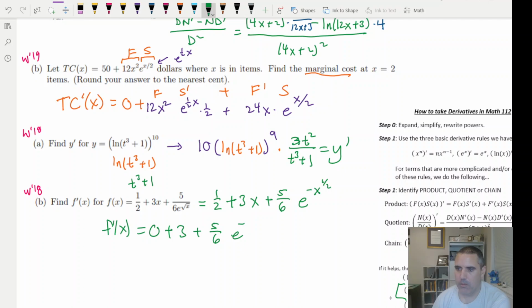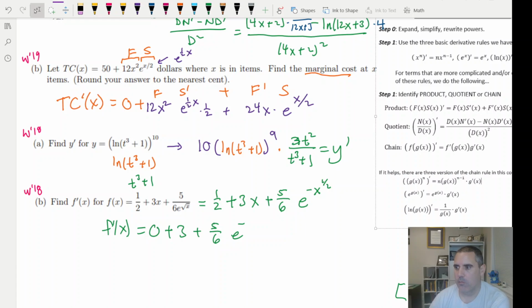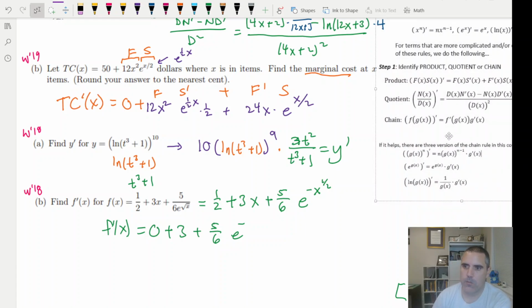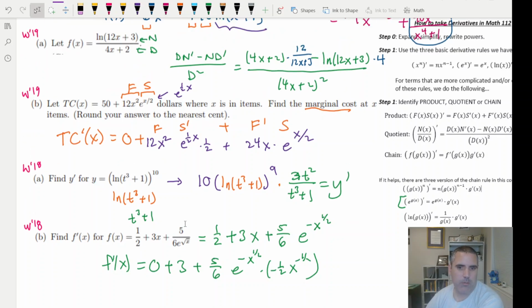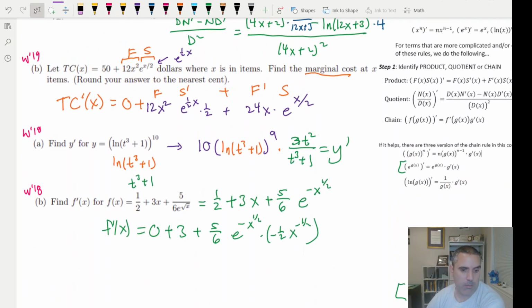And so we have one of these situations. So it's e to the x to the 1/2 times the derivative of the inside, which is negative 1/2 x to the negative 1/2. So that's it. Nothing on our test will be any more complicated than anything we just did there. Those need to become routine.